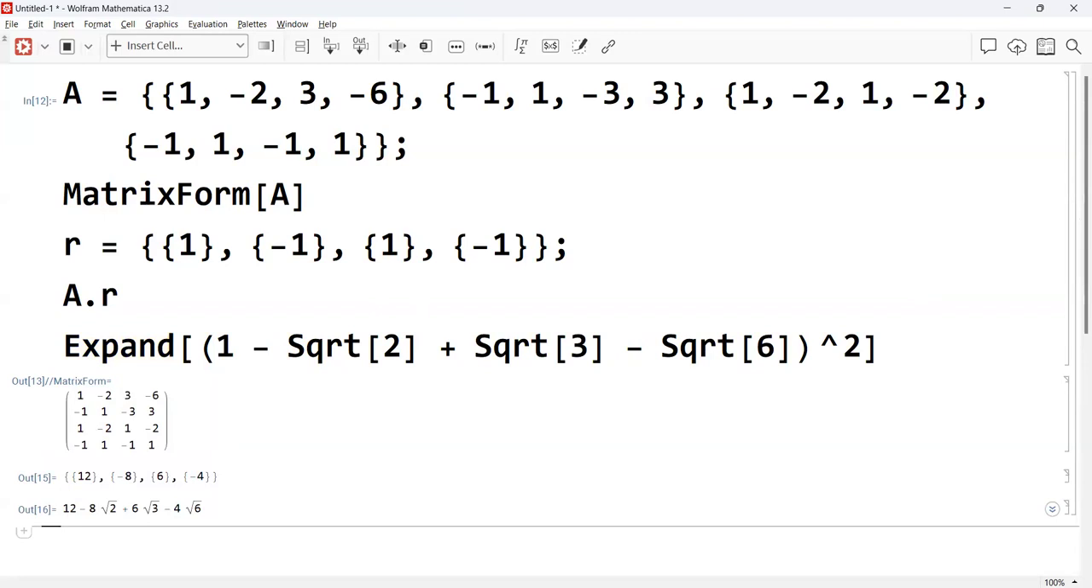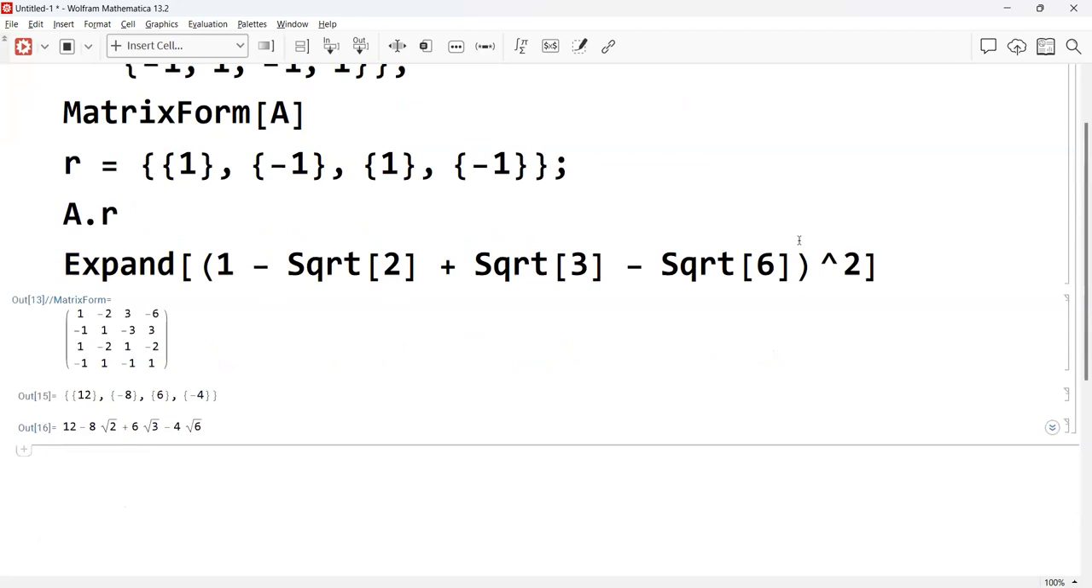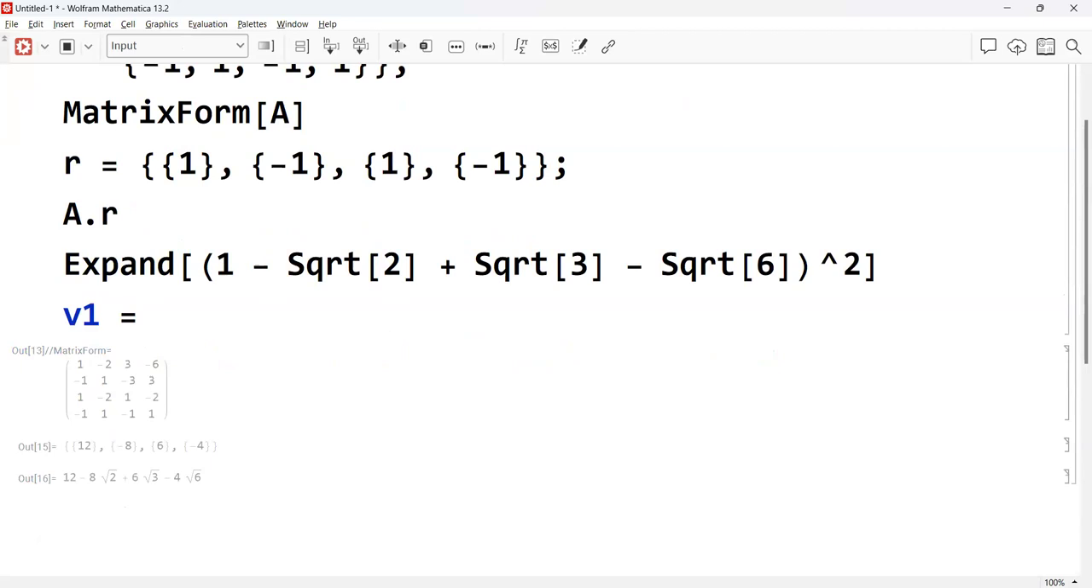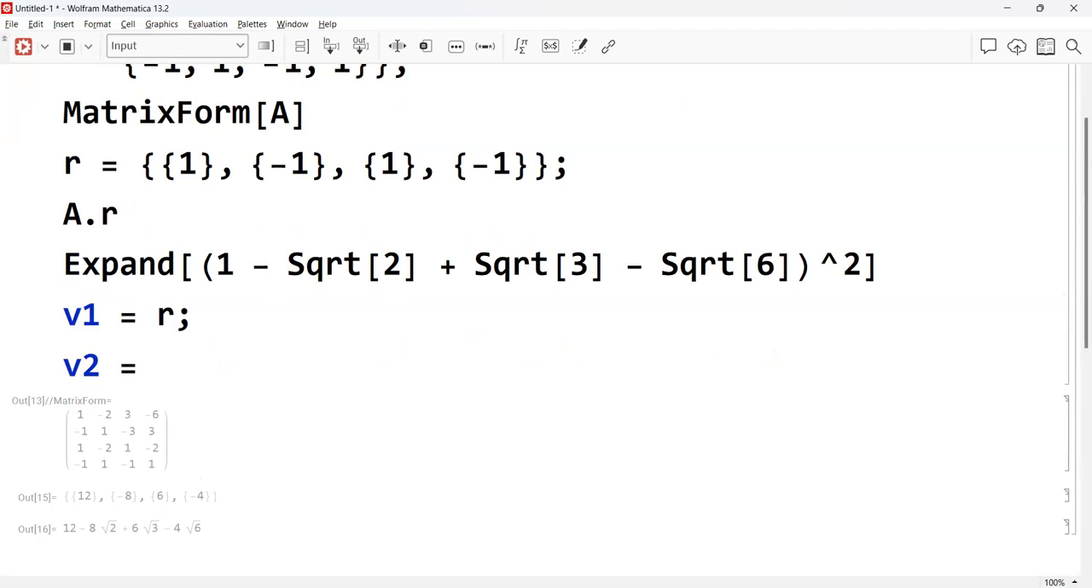I now have this matrix A. I can use this matrix A to calculate R, R squared, R cubed. So the first vector R is 1, negative 1, 1, negative 1. If I want to, I can call that my vector V1. So let's let V1 be the vector R. What should the vector V2 be? R squared. So the matrix A multiplies by R. So that should just be A dot R. What should the vector V3 be?